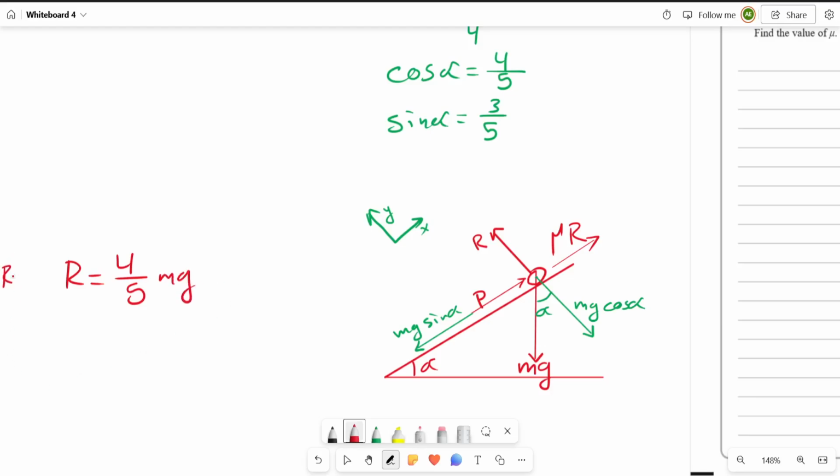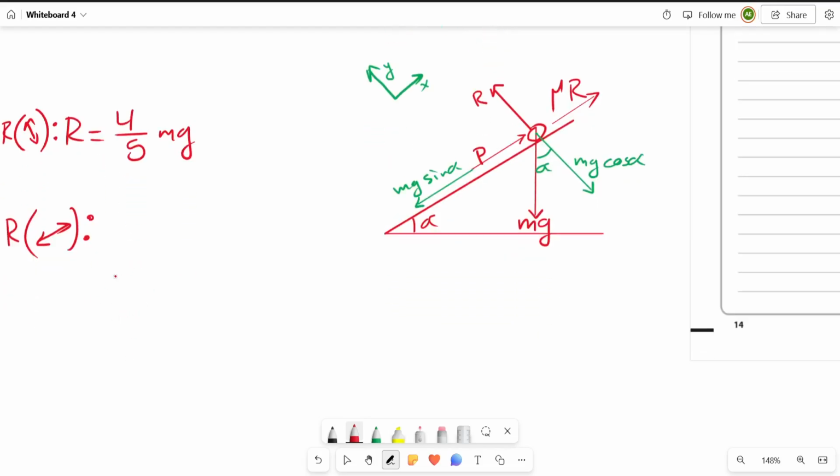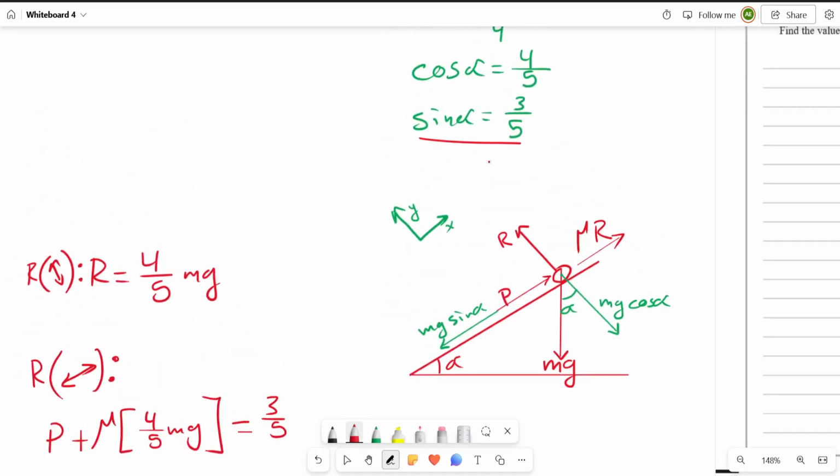Now, this is resolving in the perpendicular direction. Now, let's resolve in the parallel to the plane direction. Again, forces in one direction will equal forces in the other direction. So forces up are P plus mu times R. Again, R is 4 over 5 mg. These are the forces up. They are going to equal the force which is pointing down, which is mg sine theta. So sine theta is 3 over 5 from here times mg.